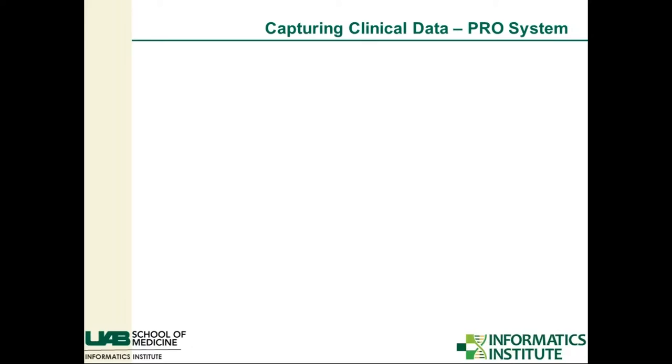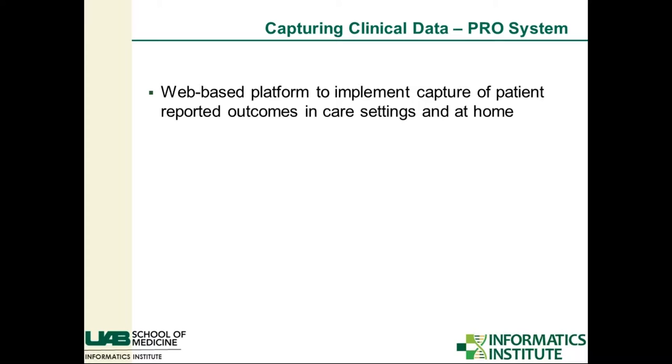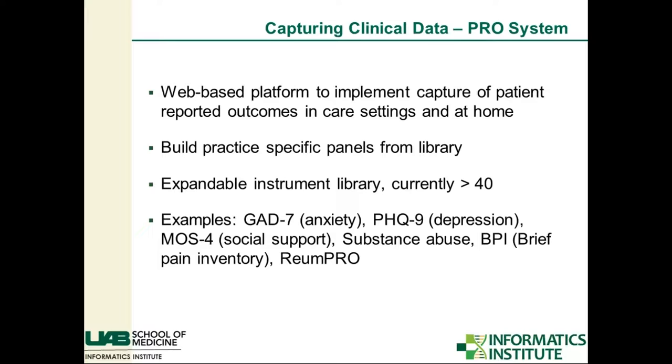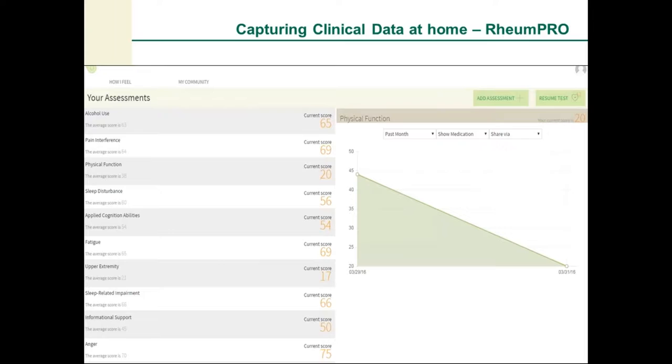The other system is the PRO system, patient-reported outcomes. It's actually a very general purpose system, but it's been focused on patients entering their own data. It's a web-based platform, usable on a tablet, and it can be used in healthcare settings or also at home by patients. You build panels from the library, and they have a library now of some 40 or so standardized instruments, and you can build your own and bring them together. These are some examples, and it's a fairly simple user interface for data capture. This is some of the graphics that it provides, a summary of graphics.